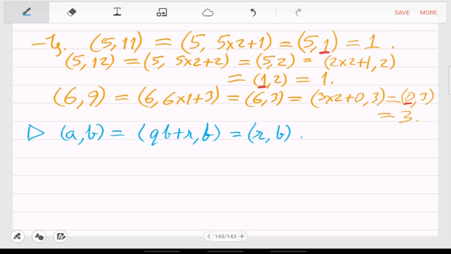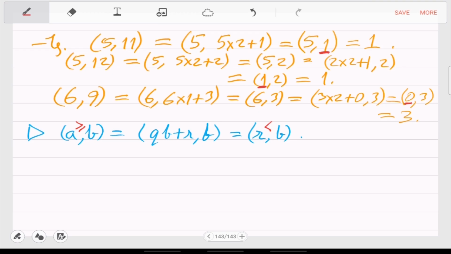Now why is this progress? Why is R comma B better than A comma B? Yeah, because the numbers are smaller. So previously, say you had A greater than or equal to B. A was the bigger one, which is why you divided it by B. Now R is less than B, and so previously the maximum was A, now the maximum is B. So in the case when A was strictly bigger than B, you are making progress.